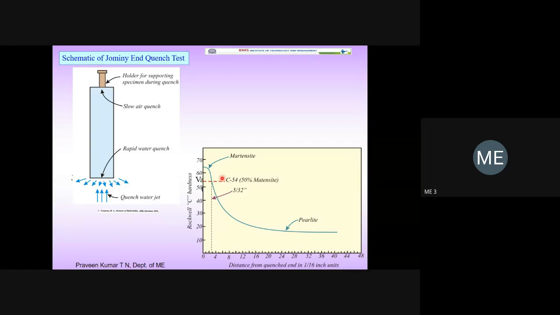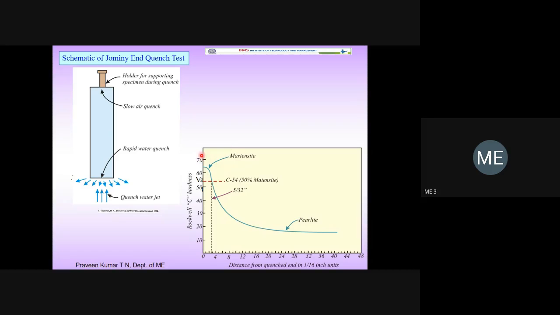We can see here, if you cut the material after this particular test and study the microstructure of the bottommost portion, you will get martensite. You can see here. It is not only this experiment. So you are getting the microstructure or phase. There is a phase transformation from austenite to martensite.